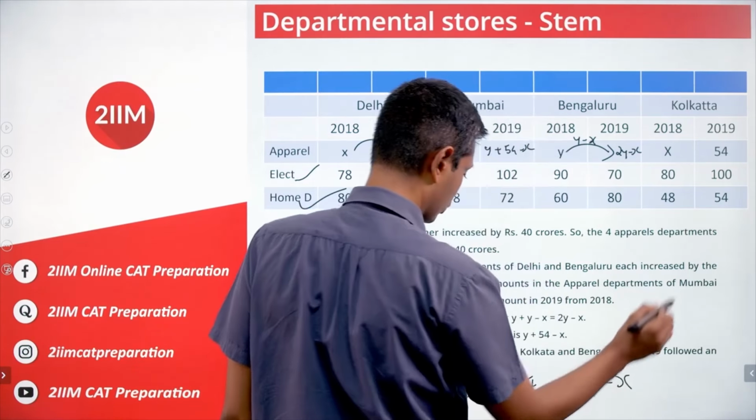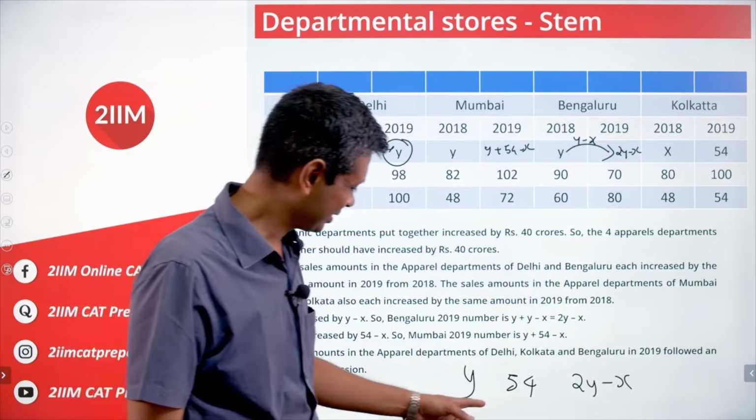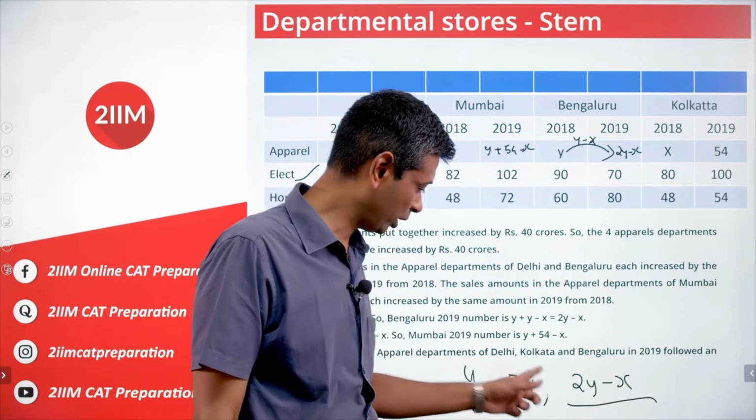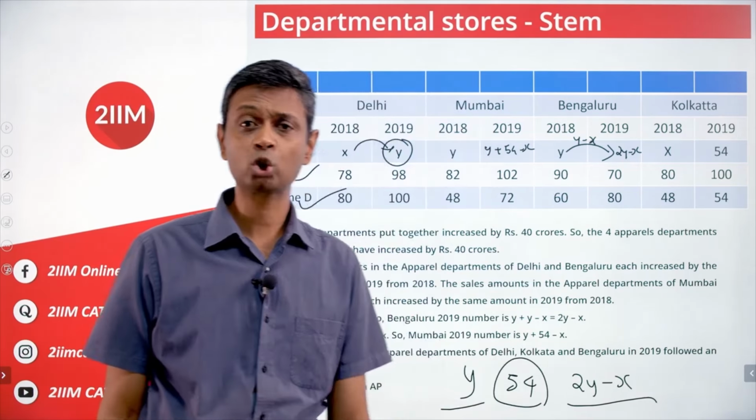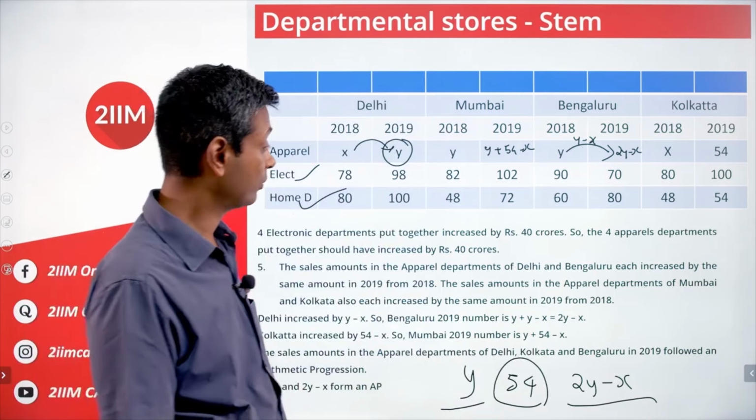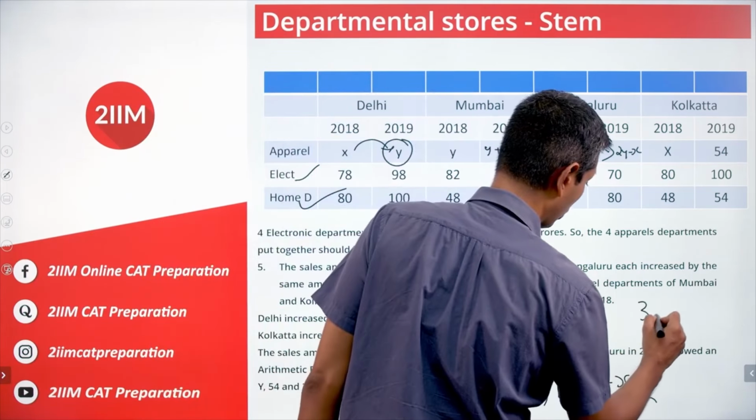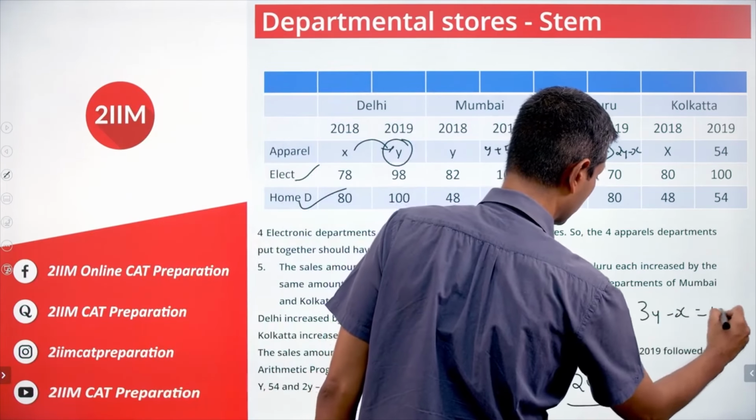This is an AP. This plus this is 2 times this. Or y plus 2y minus x is 108. Or this gives us 3y minus x equals 108.